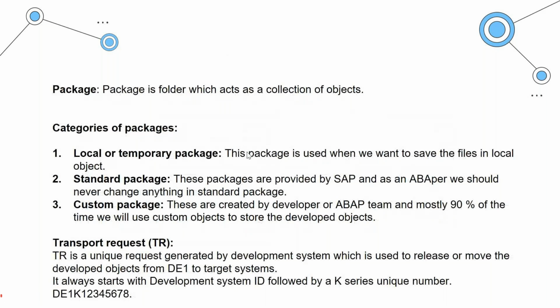Then package. So what is a package? A package is nothing but a folder. It is like a folder in my PC or my computer, wherein we store our files. Similarly, in SAP we store our objects inside a package. Then categories of packages. There are three categories of packages: local, standard, custom. Anything that you are saving as a local object will be stored in a local package called $TMP.